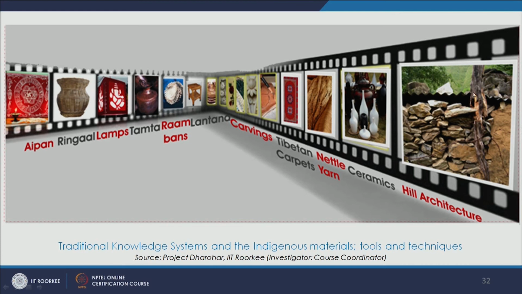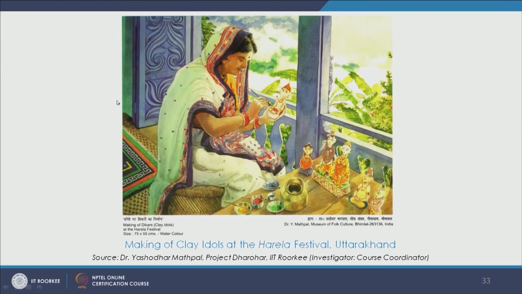We saw this plethora of traditional knowledge systems from Uttarakhand, ranging from Apan paintings to furniture styles, all the way to hill architecture. So in all these different forms and techniques, there is embedded a profound knowledge of materials, tools and techniques, and how these objects and spaces get created. We saw this plethora and tried to discuss a few of them.